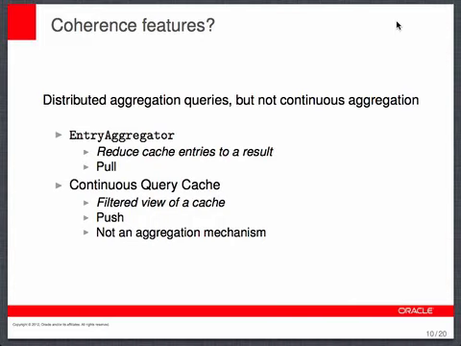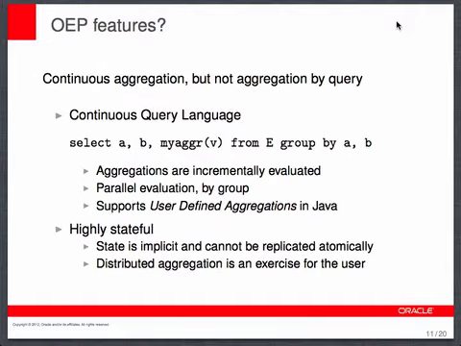It also has this feature which you sort of initially think, oh, maybe this is useful for event processing, the continuous query cache. And despite the name, it's continuously being updated, it's not an aggregation mechanism. It's just really a way of getting an up-to-date view of a particular subset of your data out at an end client. So the entry aggregator is kind of useful, but we don't really have a continuous aggregation mechanism here. In OEP, we have continuous aggregation, but not aggregation by query.